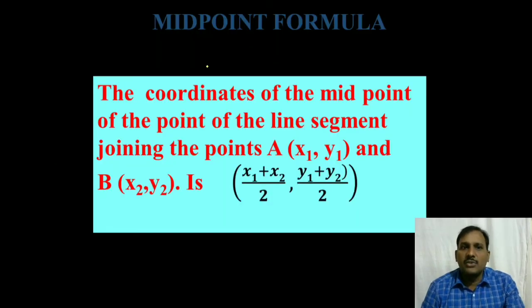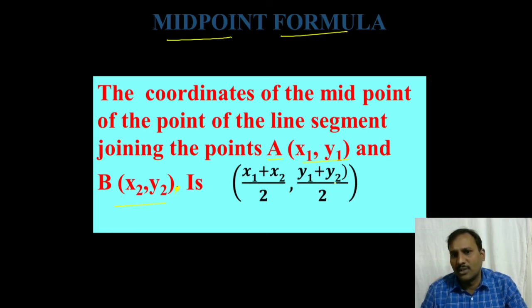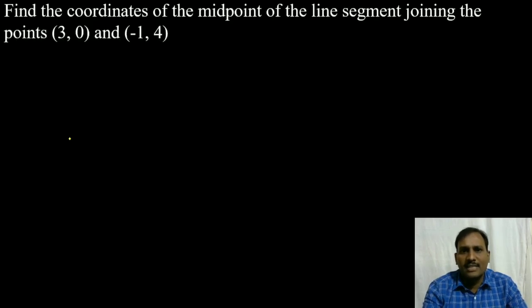So this can be used as a formula, the midpoint formula. The coordinates of the midpoint of the line segment joining the points A (x1, y1) and B (x2, y2) is x1 plus x2 by 2, comma, y1 plus y2 by 2. This is the formula you can use to find the midpoint of a line segment joining any 2 points. Now let us have a problem.